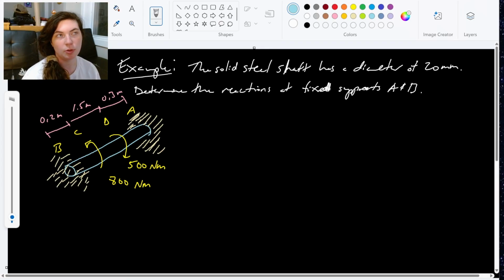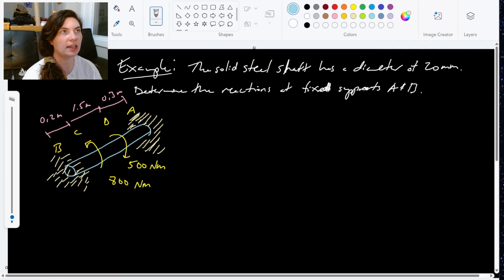So for this example, we have a solid shaft with a diameter of 20 millimeters, and we want to find the reactions at the fixed supports of A and B. Right, so we have this rod here, it's jammed between walls A and B, has these two applied torques on it, one at 500 Newton meters, one 800 Newton meters, and we want to find those reactions.